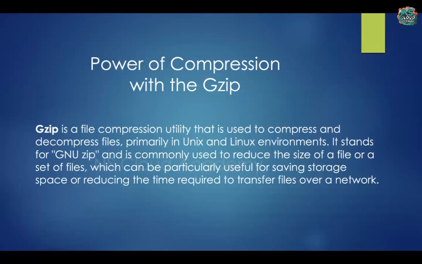Gzip is a file compression utility that is used to compress and decompress files, primarily in Unix and Linux environments. It stands for GNU zip. Gzip means GNU zip and is commonly used to reduce the size of a file or set of files, which can be particularly useful for saving storage space or reducing the time required to transfer files over the network.